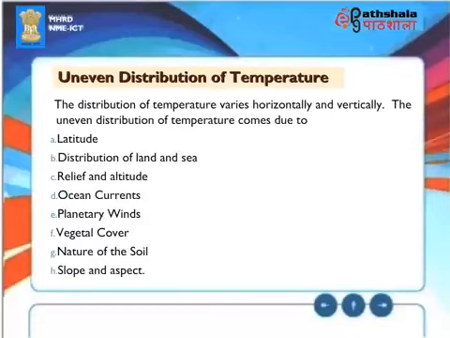Uneven distribution of temperature. The distribution of temperature varies horizontally and vertically. The uneven distribution of temperature comes due to latitude, distribution of land and sea, relief and altitude, ocean currents, planetary winds, vegetal cover, nature of the soil, slope and aspect.